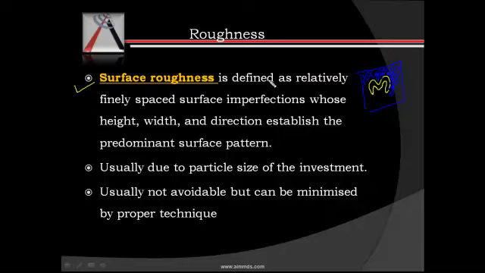So it's simple. Roughness is a relatively finely spaced surface imperfection, and such imperfections establish a predominant surface pattern. That means it is seen throughout the surface of the casting, and usually it is due to the particle size of the investment. Since it is the particle size of the investment, we cannot do much technically to avoid it, but it can be minimized if we use a proper technique, proper mixing of the investment and proper handling of the investment, of course.